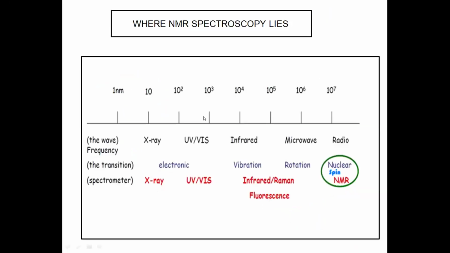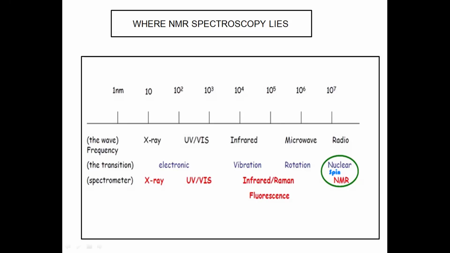So if we compare NMR with other spectroscopies, I hope you are all seeing this slide. There are different kinds of spectroscopy with which we deal, but in NMR, the radiation which we use is a very, very low amount of energy, and we say this is the nuclear spin or radio frequency region, which is used in NMR spectroscopy.